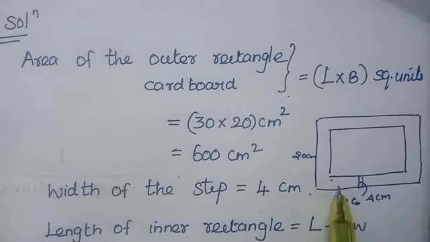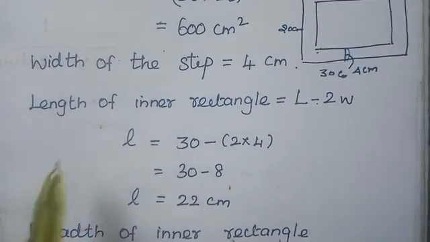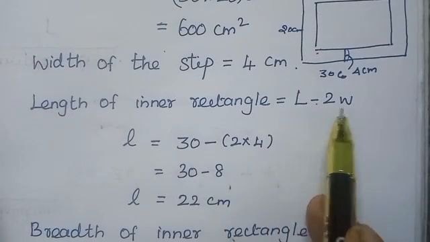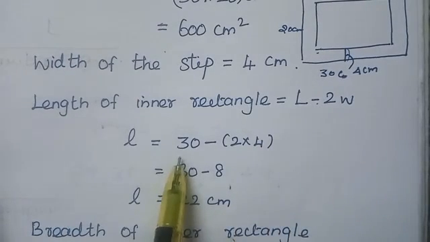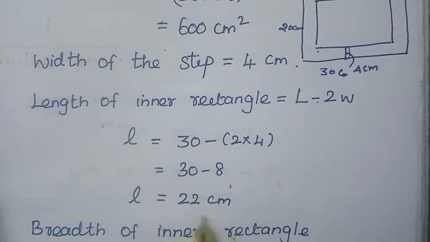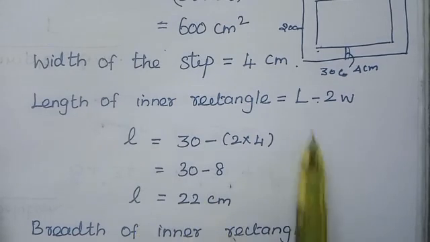To find the area of the inner rectangle, we need the length and breadth of the inner rectangle. How can we find the length of the inner rectangle? The total length is 30. From this we have to subtract 2 widths: here one width, here one width. So the length of the inner rectangle is the length of the outer rectangle minus 2 widths. Outer rectangle 30, 2 into width equal to 4. So 30 minus 8 is equal to 22 centimeters. This is the length of the inner rectangle.